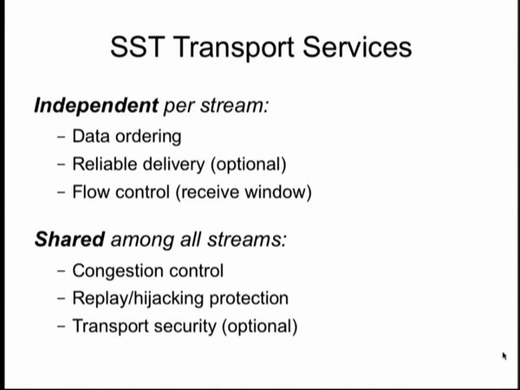So the SST protocol provides a number of transport services. Some of these services are provided independently for each stream. In other words, each stream gets ordering, reliable delivery, and flow control, receiver-directed flow control, independent of every other stream. Whereas other transport services are shared among all the streams, such as congestion control, replay and hijacking protection, and SST provides optional transport layer security, although I won't have time to talk about that.